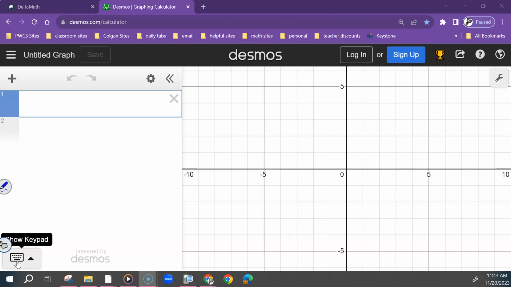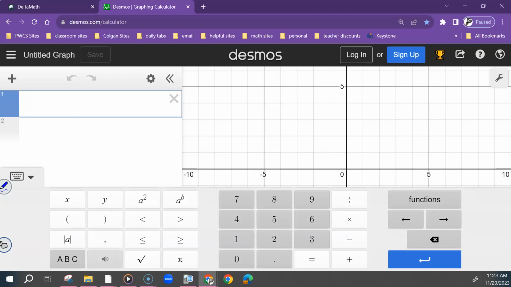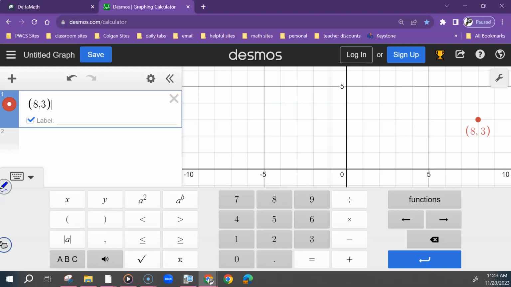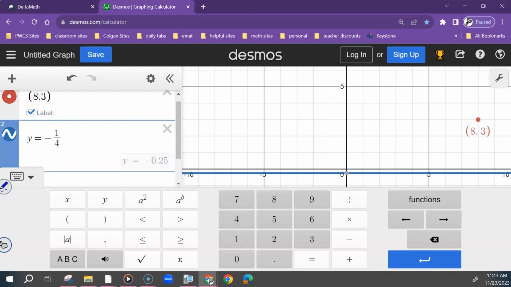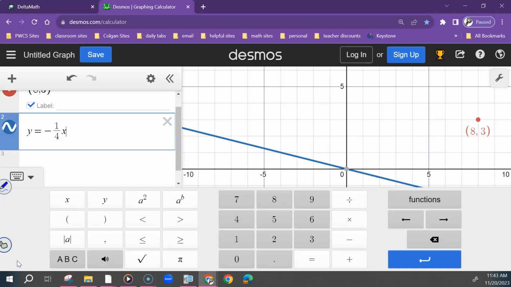So, in order to do 6 in Desmos, we're going to put in the point (8, 3). Label it if you so choose. Then you're going to type in that equation that's given. Say label equals negative 4 1/4 x. You put it in the label.